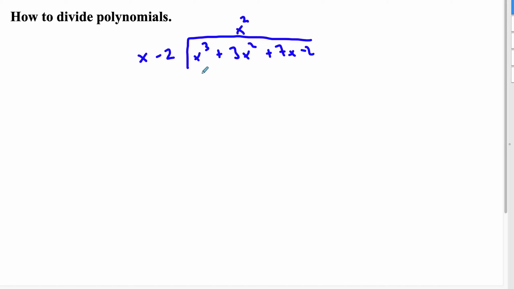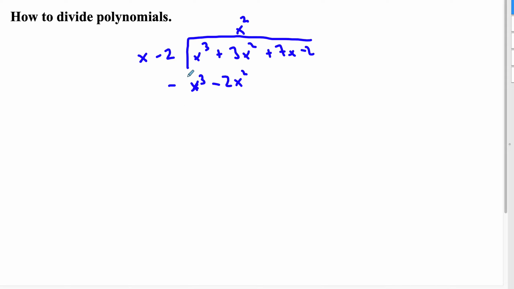So x squared times x is x cubed, but there's other stuff here, right? So I need to take this x squared and multiply it by the -2, which is -2x squared. Now, this is very convenient because it lines up the like terms. Now note, we are going to subtract, but here's where the danger comes in.